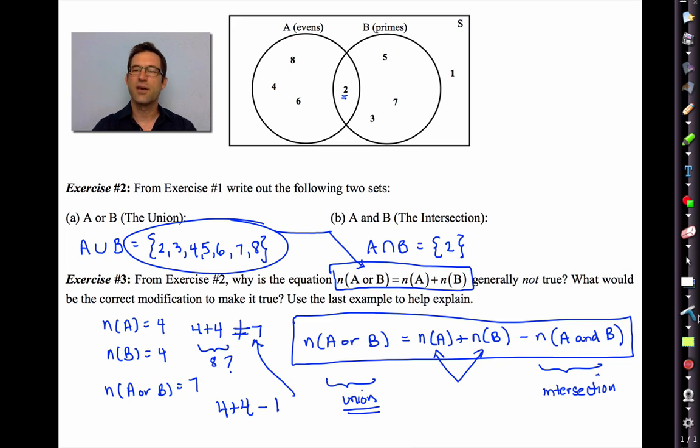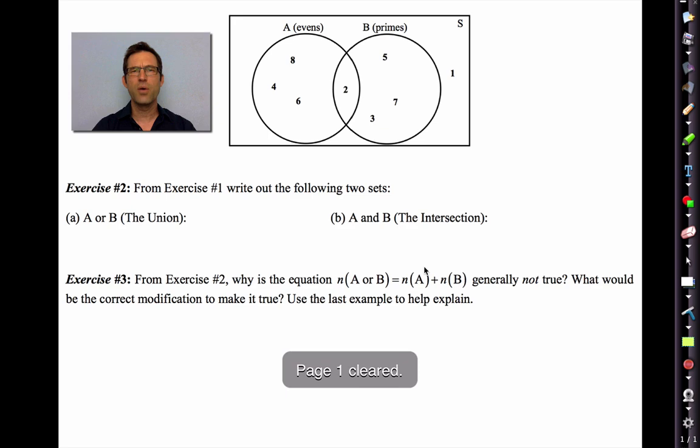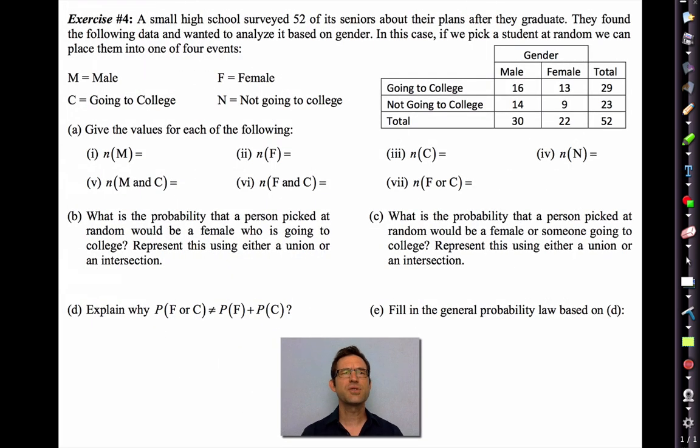Okay, let's clear this out and keep going. All right, exercise number 4. A small high school surveyed 52 of its seniors about their plans after they graduate. They found the following data and wanted to analyze it based on gender. In this case, if we pick a student at random, we can place them into one of 4 events. Let's make sure we understand the events. Okay, the events are that they're male, female, going to college, not going to college, right?